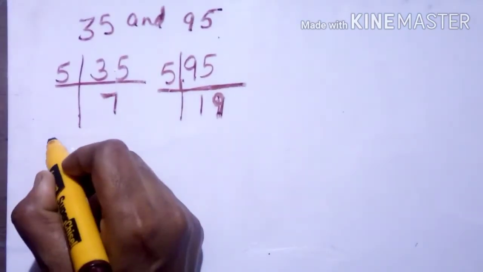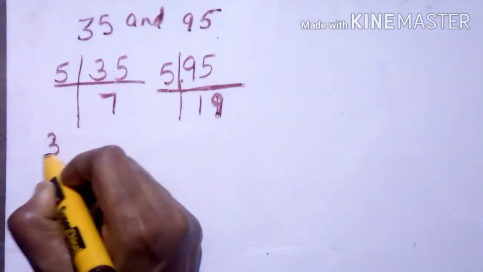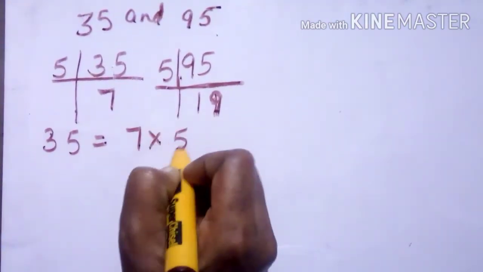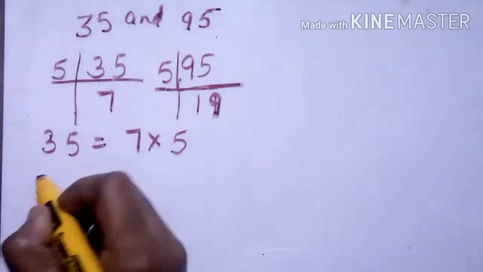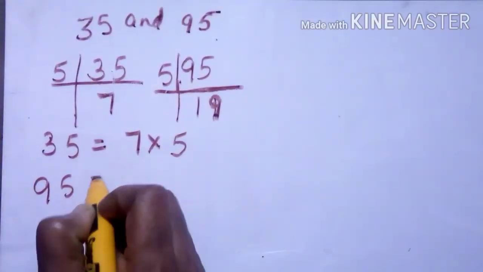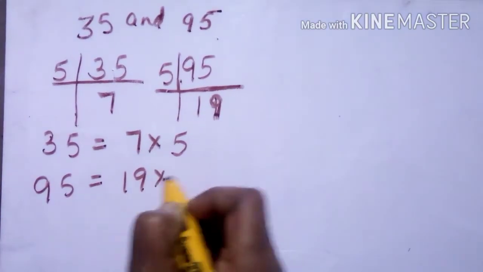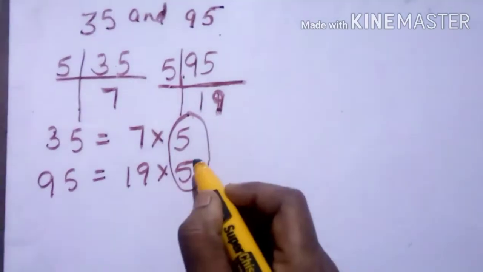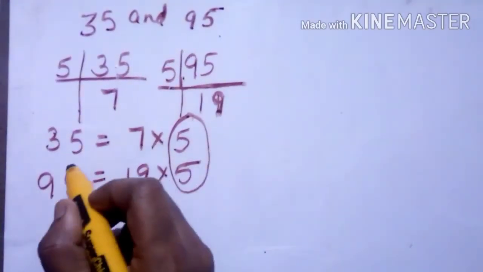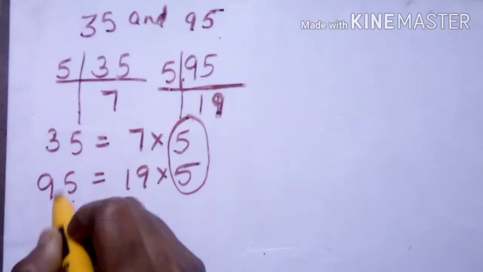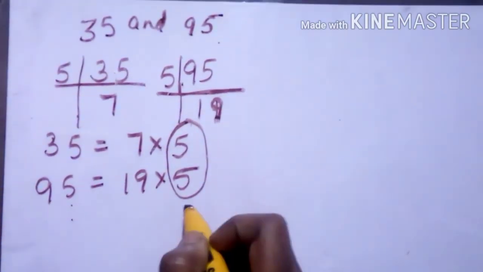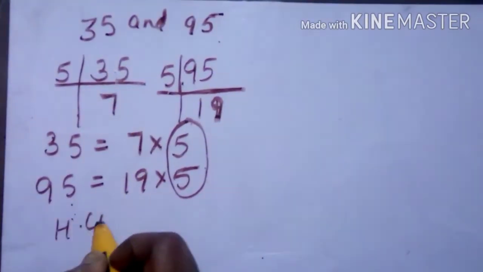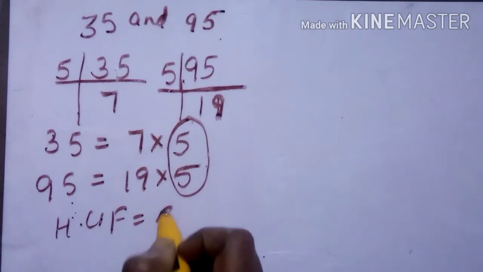So we'll write here the factors. 35 is equal to 7 into 5. We write this way. So 95 is equal to 19 into 5. So what is the common factor? 5, and 5 is the highest common factor of 35 and 95. So the HCF of 35 and 95 is 5. HCF is equal to 5.